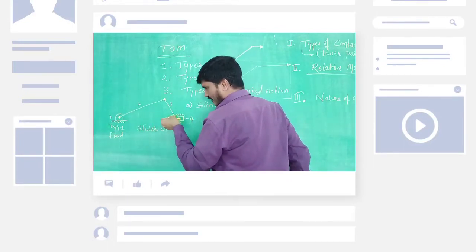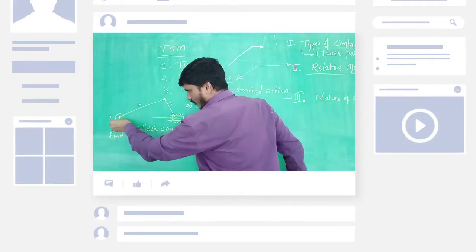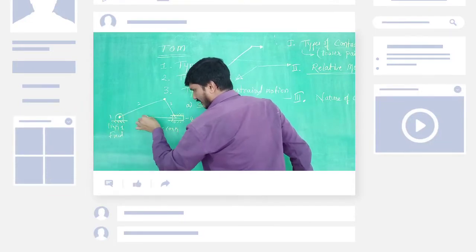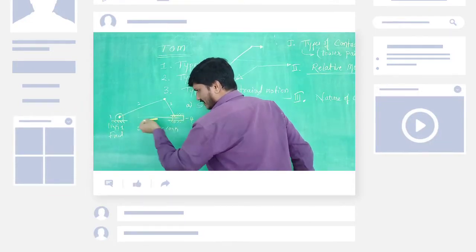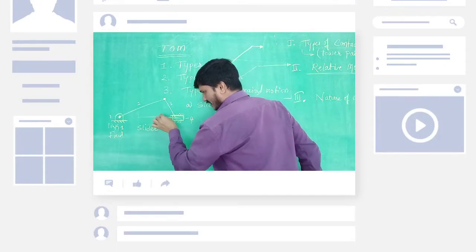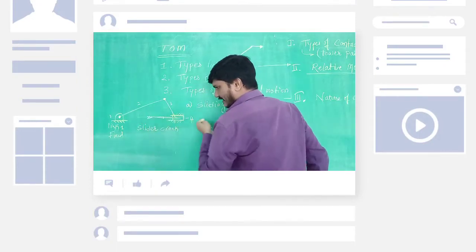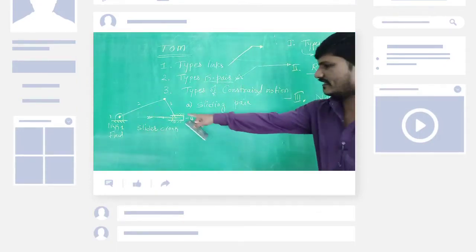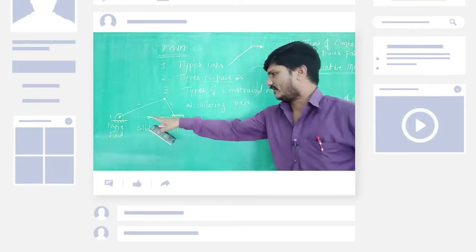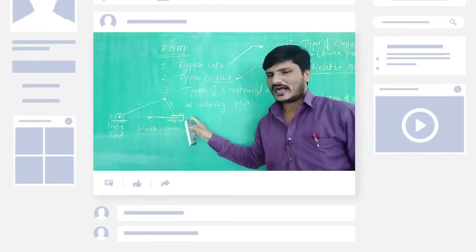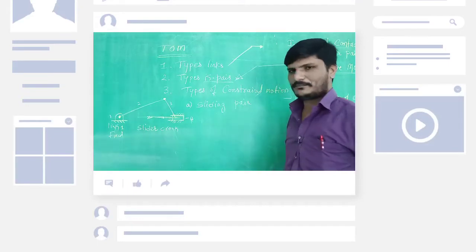Now in this diagram, consider link 1 and link 4. This link 4 is sliding relative to link 1. This piston is reciprocating, and reciprocating is nothing but sliding inside the cylinder. So 1 and 4 form a sliding pair.